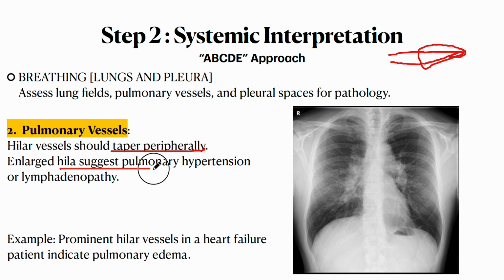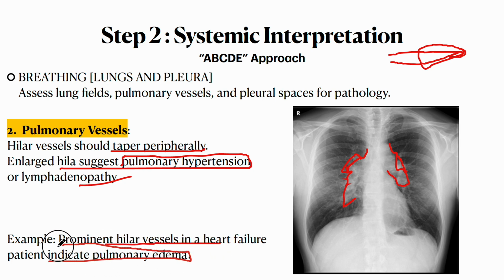Enlarged hila either suggests there is pulmonary hypertension or there is lymphadenopathy. You can see this is the hilum. These are both sides' hilum, and this is the case of lymphadenopathy right here. We have to clinically distinguish whether it is pulmonary hypertension or lymphadenopathy. This is a case of lymphadenopathy because I have put the extra lines, right? So the example, prominent hilar vessels in a heart failure patient indicates pulmonary edema. Okay, that is how we assess pulmonary vessels.